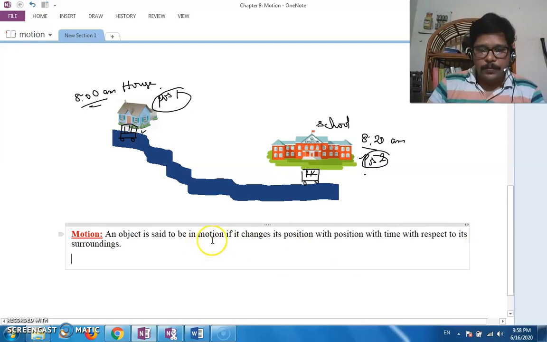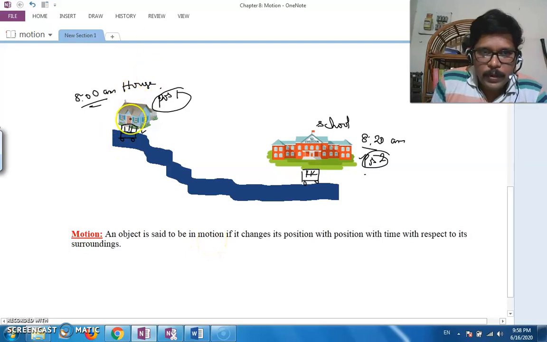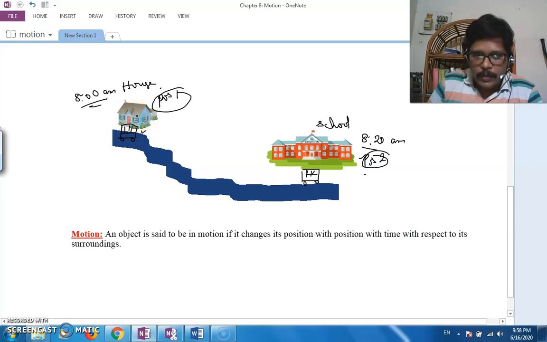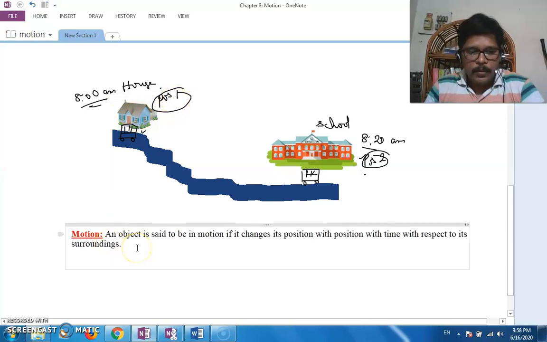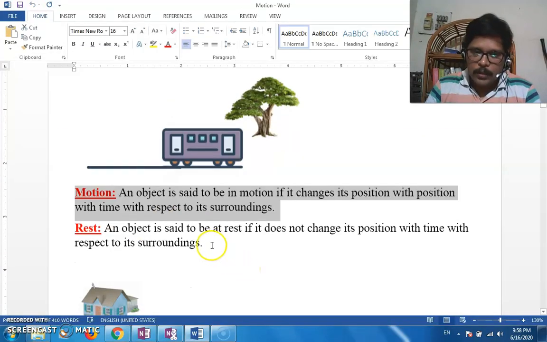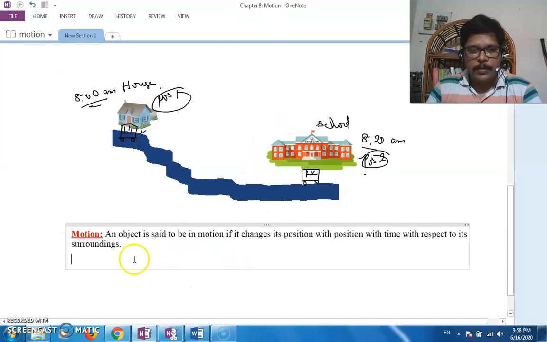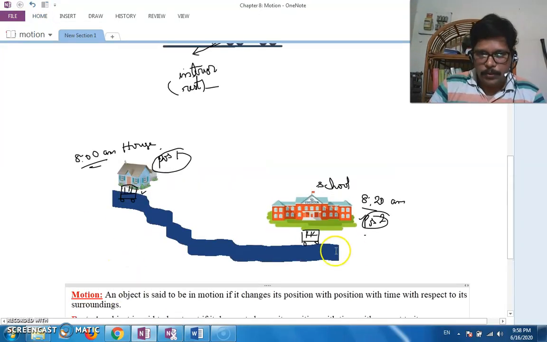Now if it is Sunday and at 8 a.m. you are at home, and even at 8:20 a.m. you will be at home, sitting somewhere or sleeping on the bed by that time. So rest is nothing but if an object does not change its position with the time with respect to its surroundings, then that object is said to be at rest.